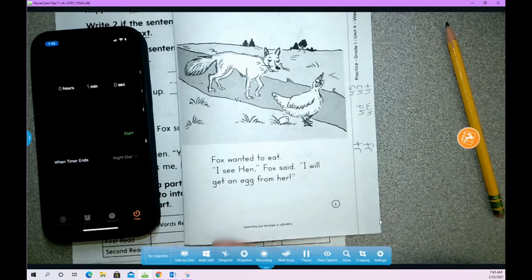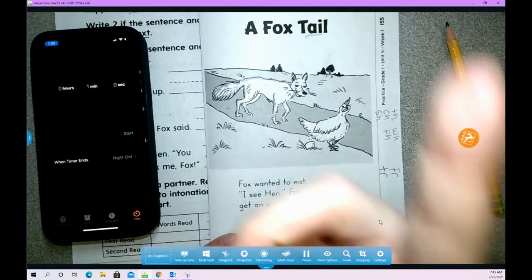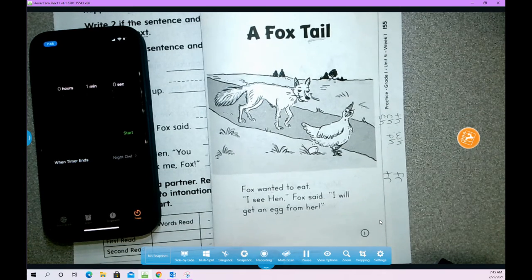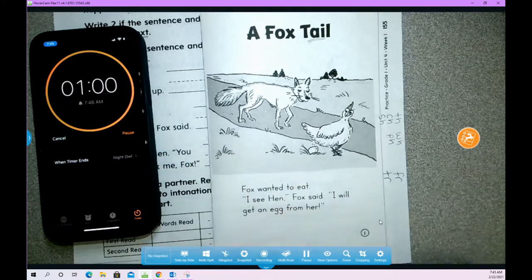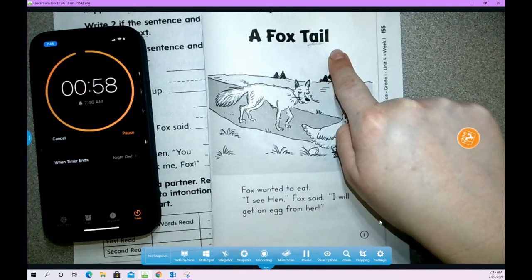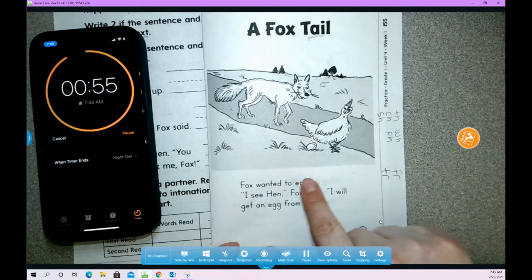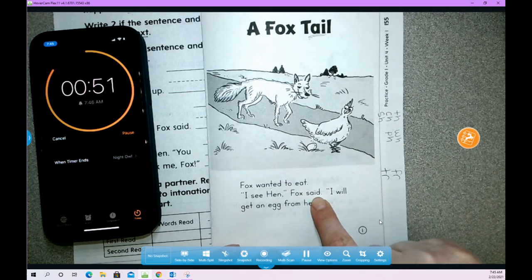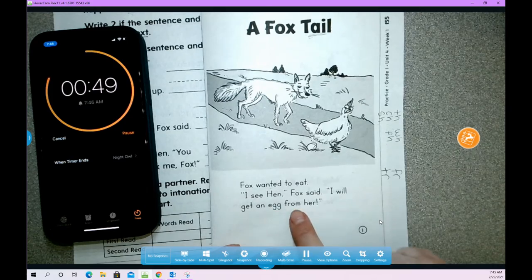So for example, if Miss Cortez was reading right now, I would set the timer for 1 minute and I would tell my brother or sister, all right, ready, set, okay, I'm going to read now. And they press start and I read. "A Fox Tail. Fox wanted to eat. 'I see Hen,' Fox said. 'I will get an egg from her.'"